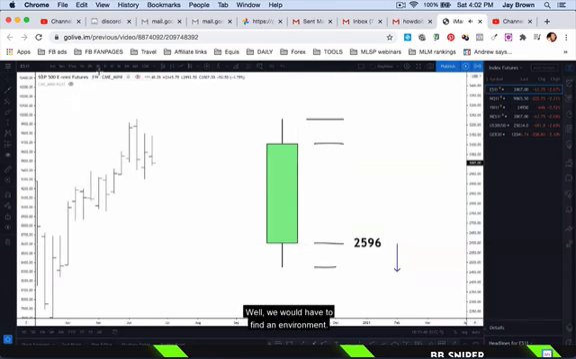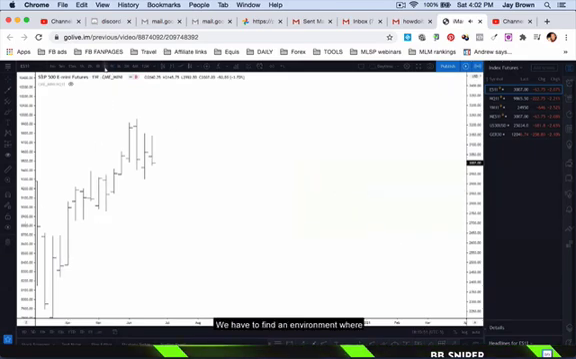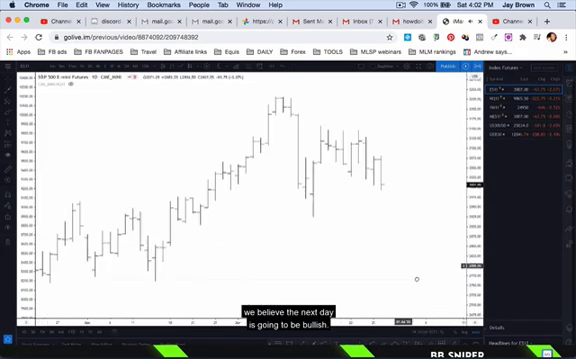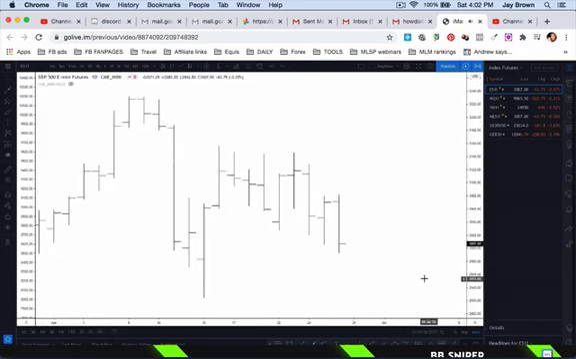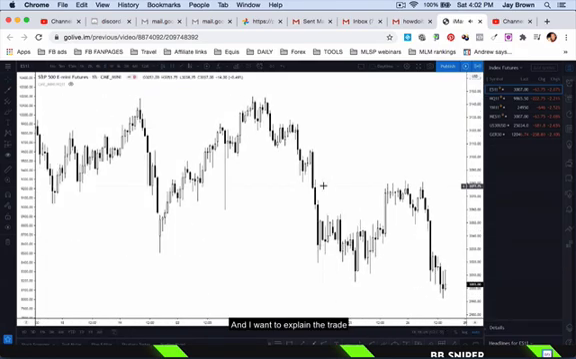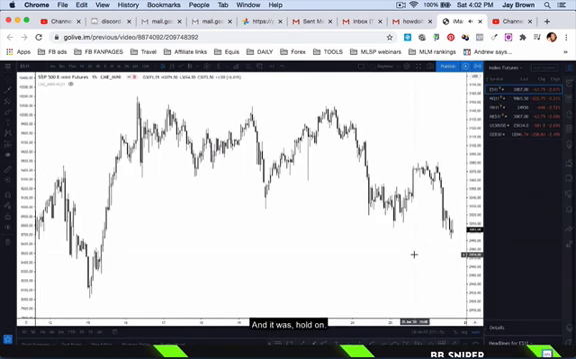Well, we would have to find an environment. Let's actually take this off now. We have to find an environment where we believe the next day is going to be bullish. All right, so let me go to a 1 hour really quick, and I want to explain the trade that I was looking at the other night. And it was, hold on.